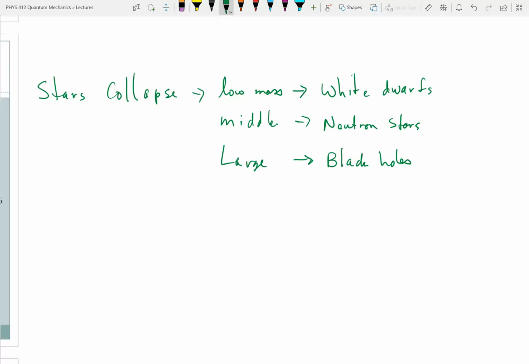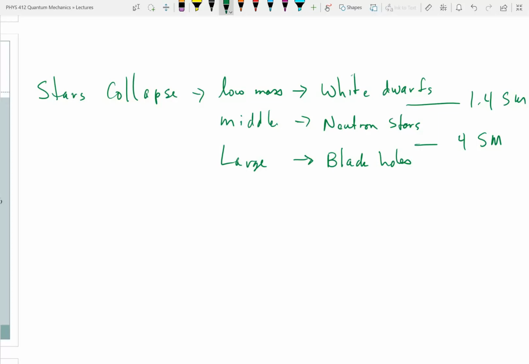Your basic rules are, if it's more than 3 or 4 solar masses, it'll become a black hole. Neutron stars are between... I'm just going to put 4 here. SM is solar masses. So if it's bigger than 4 times the mass of the sun, it'll be a black hole. If it's bigger than 1.4 times the mass of the sun, it'll become a neutron star.